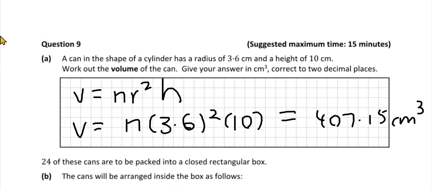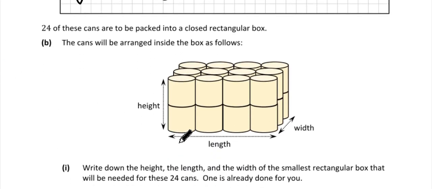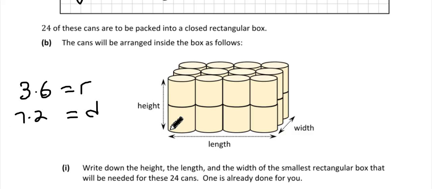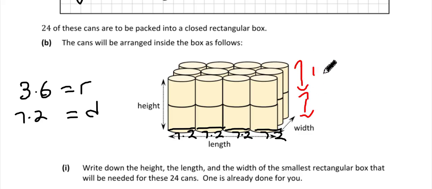Okay. The can has a height of 10 and a radius of 3.6. If it has a radius of 3.6, what's the diameter of the can? So every single time we put in one of these black lines, what are we counting? 7.2, 7.2, and another 7.2. Every single time we put in the height, 10 and 10.